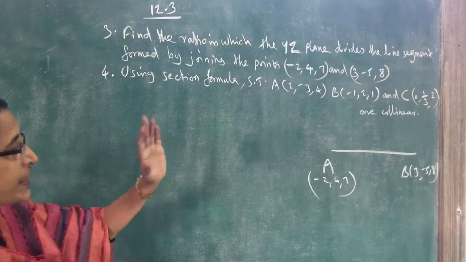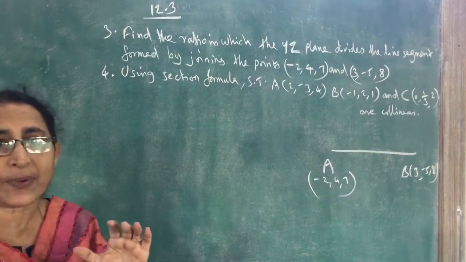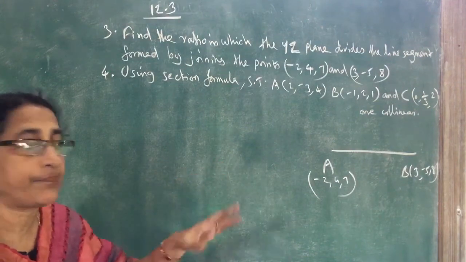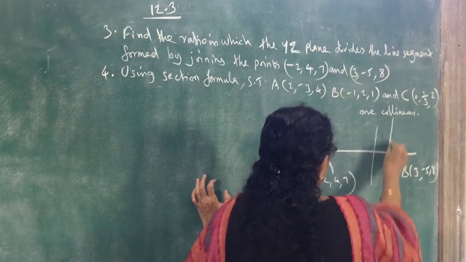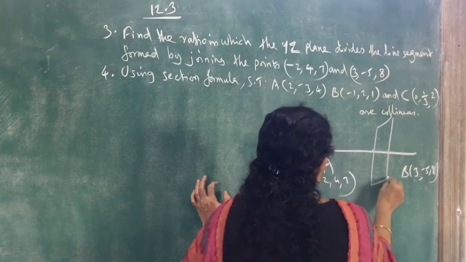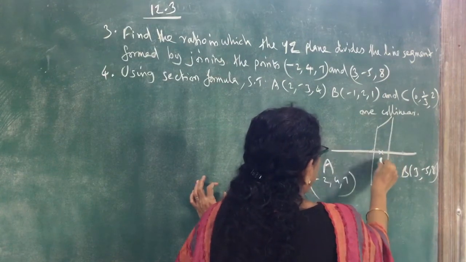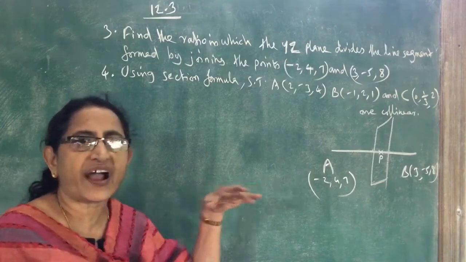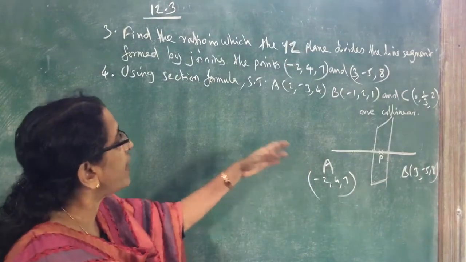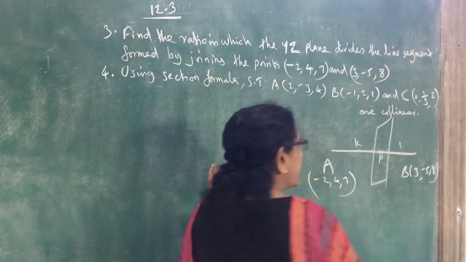So that means we have to find the point of intersection of the YZ plane and the line AB. Let P be the point at which the YZ plane, suppose this is the YZ plane, intersects the line segment AB at the point P. So we want to find the ratio in which this point P divides AB. Let P divide AB in the ratio k is to 1. We can take the ratio as k is to 1.